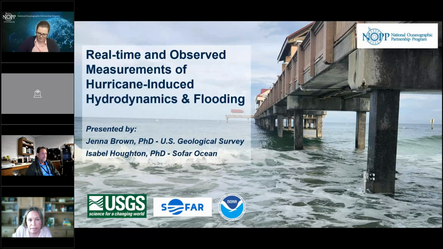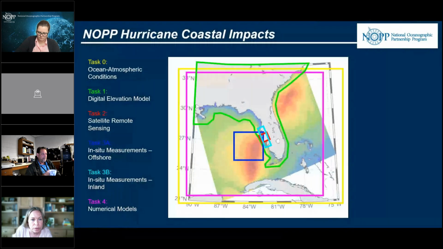Our task within the NOPP Hurricane Coastal Impacts project is to collect in situ, both real-time and recorded, measurements of hurricane-induced hydrodynamics and flooding. This includes waves and water levels in the nearshore. To put our work in context with the rest of the project, here I'm showing an example from Hurricane Ian and the different domains of each task.